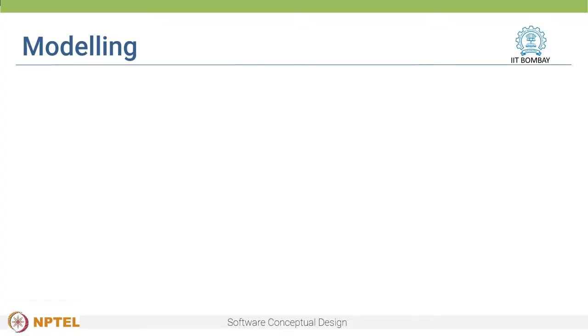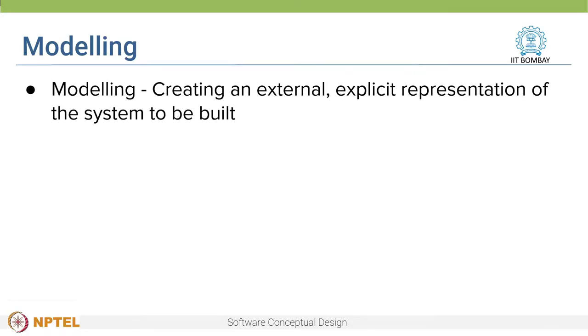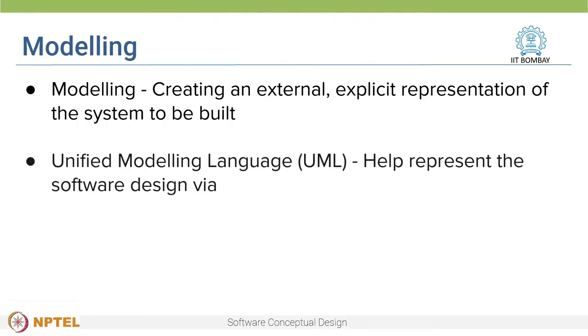In the previous video, we talked about modeling a software design. Modeling is a way of creating an external explicit representation of the system to be built. In this video, we will look at the Unified Modeling Language or the UML diagrams. These diagrams can help us represent the software design via multiple views and at a greater level of detail.